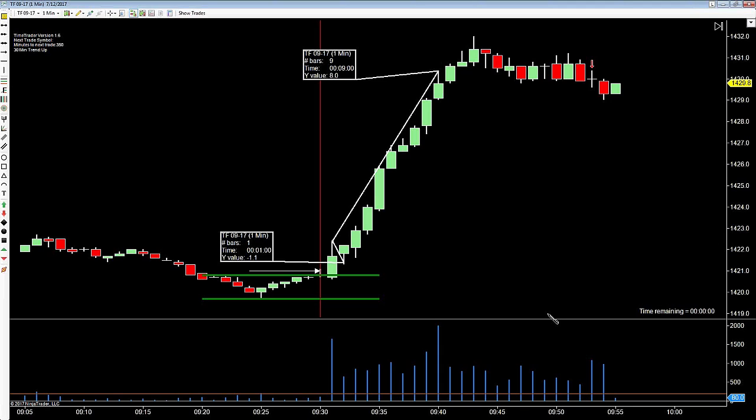I don't like to have a volume. We got a volume spike right here. I don't like the candle, because actually it looks like it's even smaller than this one. It came in. So I would leave it alone.